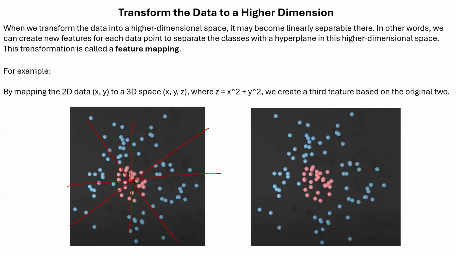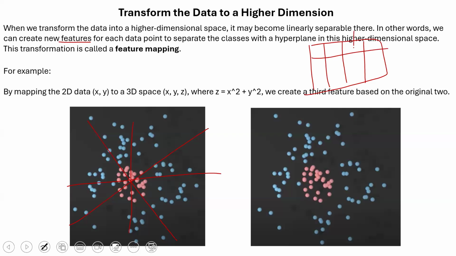We already know that we can create new features for each data point to separate the classes with a hyperplane in the higher dimensional space. Creating a new feature is nothing but adding a column in a data matrix, right? So adding a new feature means you are adding a new dimension to it. So this is X, Y, Z. You derive this new dimension from the existing points, and maybe in the higher dimension we may find a linearly separable line or a hyperplane there. So that's the whole intention behind transforming the data into higher dimensions and then finding a hyperplane over there.